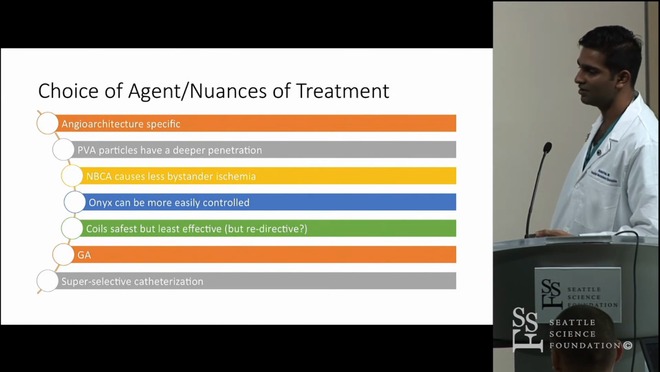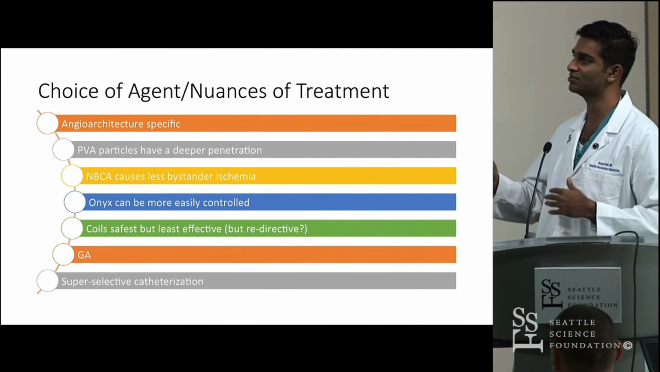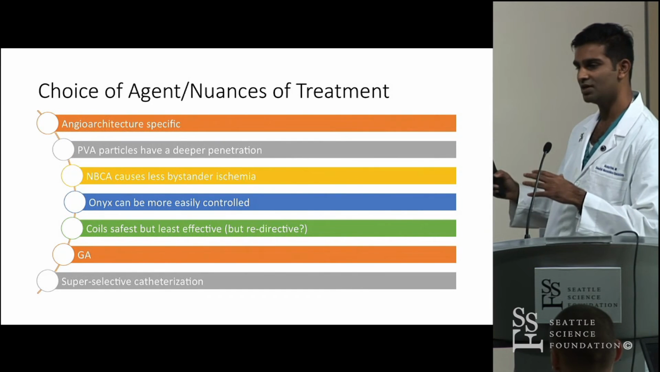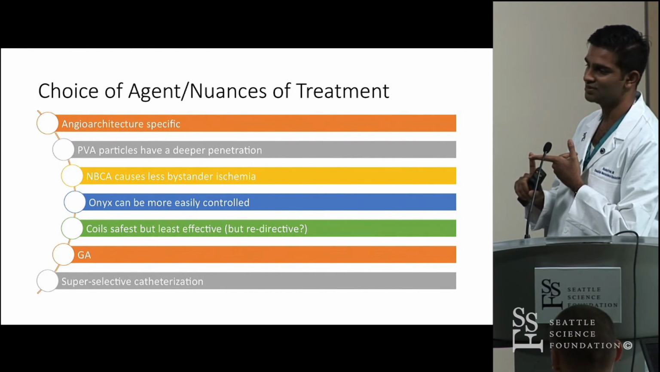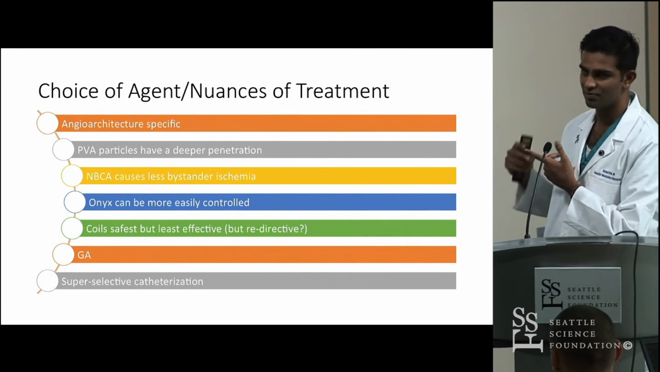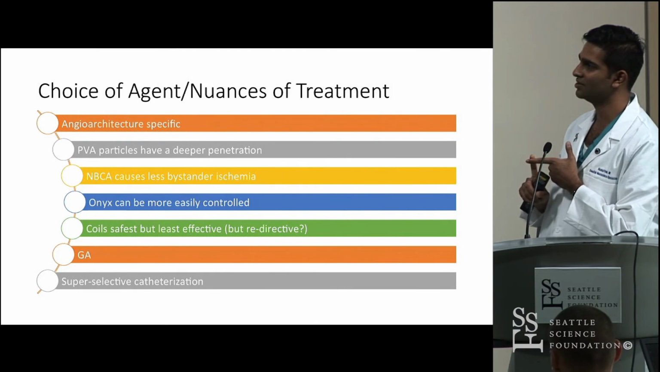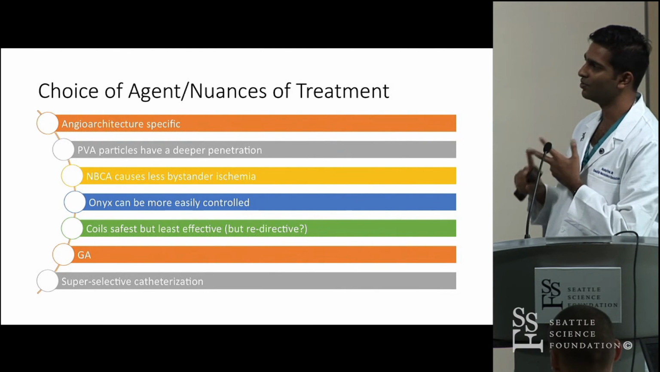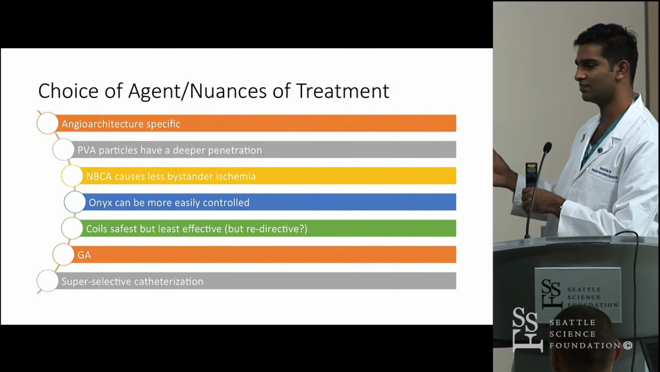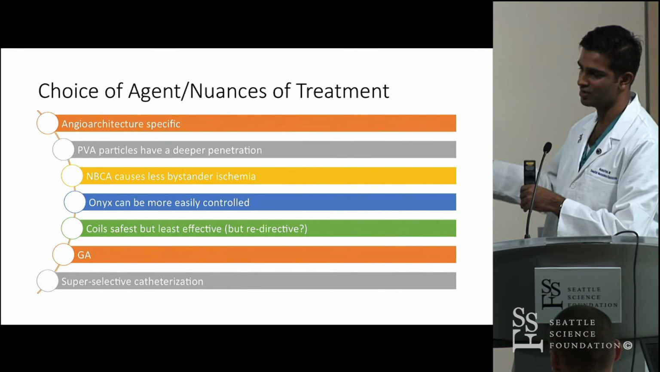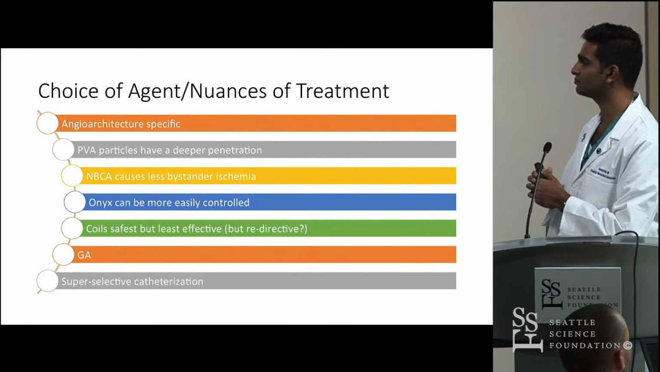Coils are pretty much useless unless you use them to direct your Onyx or your sand. So we'll use coils for two reasons: to help a surgeon localize the level, which is sometimes nice to do for a surgeon when they do intraoperative fluoroscopy. If you see coils, you know that's the level for the initial incision. Coils also act as a dam to prevent particles or glue going the wrong direction and direct it in the right direction towards the tumor.